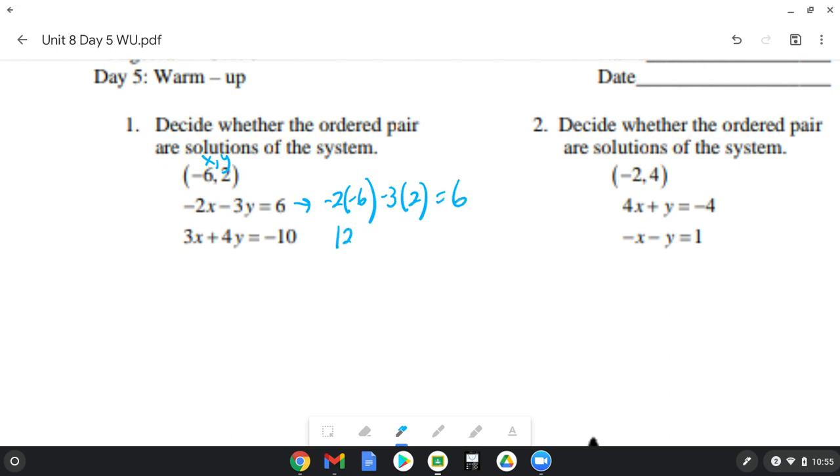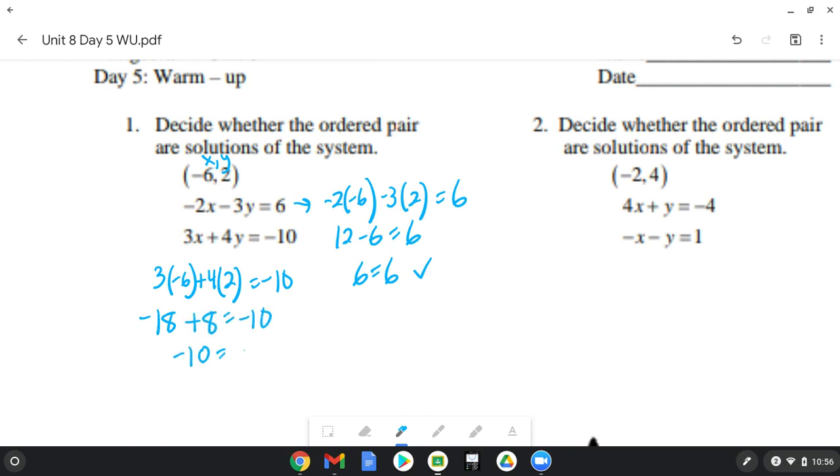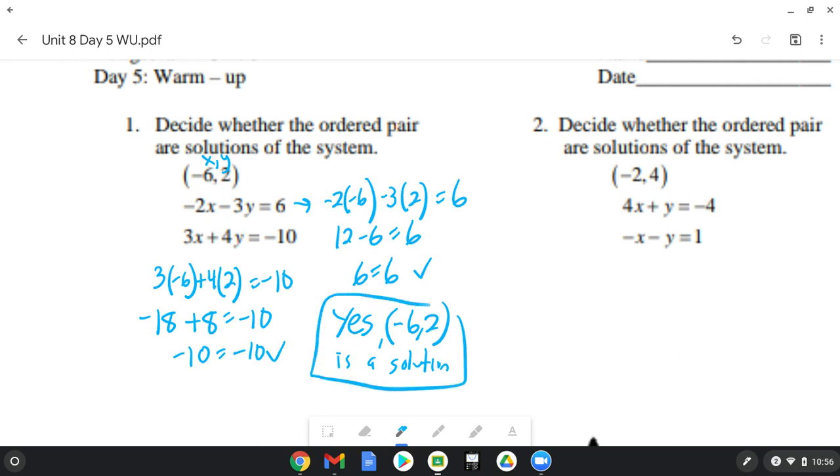let's see what we get. That'd be 12 minus 6 equals 6, and 12 minus 6 is 6, so it works for the top. Let's see if it works for the bottom now. So we're going to plug in -6 for x and 2 for y. So the left side should equal the right side. So hopefully the left side comes out to give me -10. So that's -18 plus 8 equals -10. So that is -10 equals -10. So it works out for both. So this answer would be yes. -6, 2 is a solution. That's all we got to do for those types.